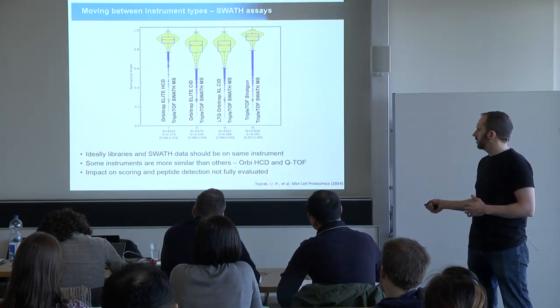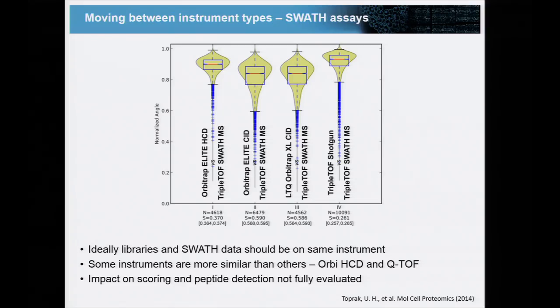There was a master's student in our group called Umut Toprak, and he wrote a little tool that allows you to compare spectral libraries. If you make these spectral libraries in Spectrast format, you can input them into this tool, and it gives you a similarity score between the two. This normalized angle is essentially similar to a dot product as you saw in Skyline. It's a measure of spectral similarity. If you look across these different instrument types, I'm always comparing to SWATH-MS, so DDA to SWATH.